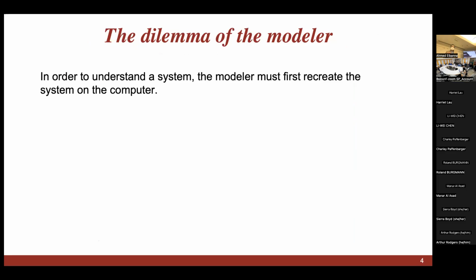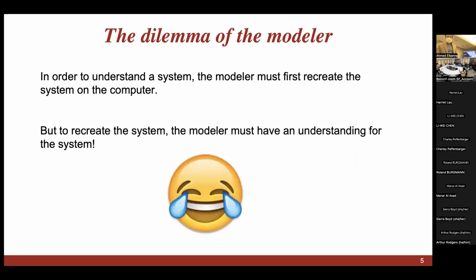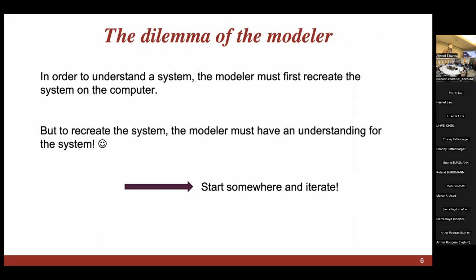And as a modeler, here's the dilemma that modelers have to deal with. In order to understand the system, the modeler must first recreate that system on the computer or a sheet of paper. Right? But in order to create the system, we actually also must have an understanding of the system. So it sounded like a vicious cycle here. Luckily, we learned how to overcome this. We need to start somewhere and then iterate.